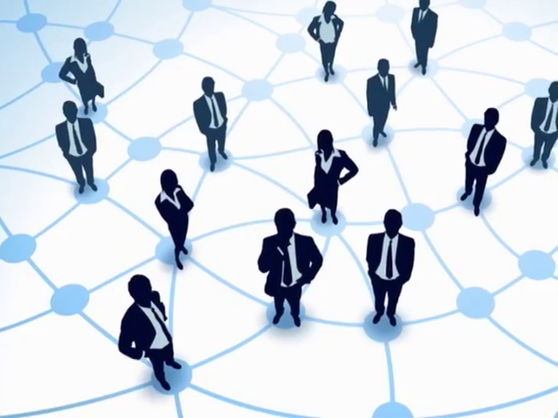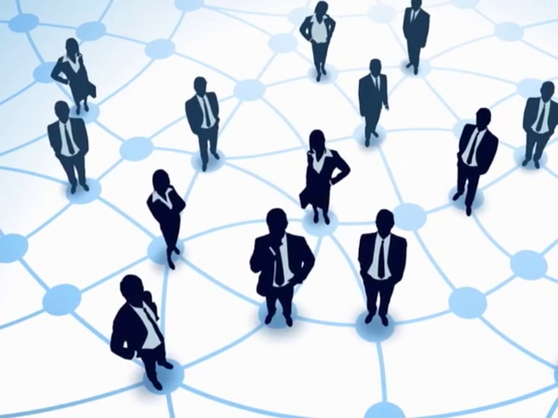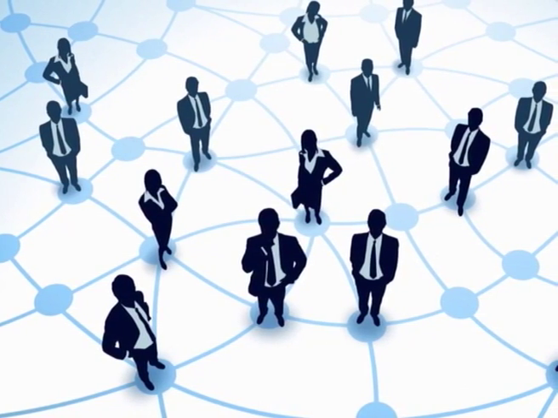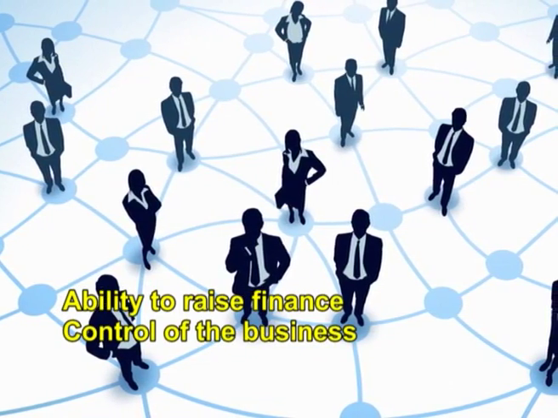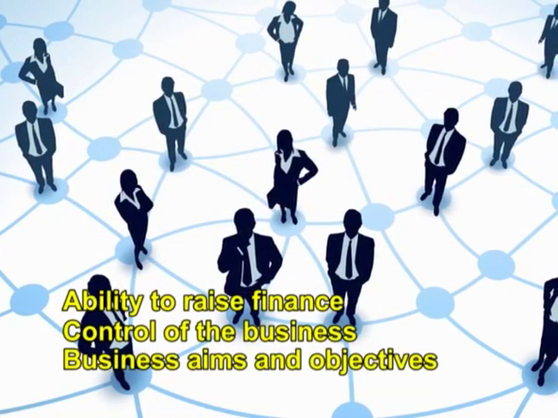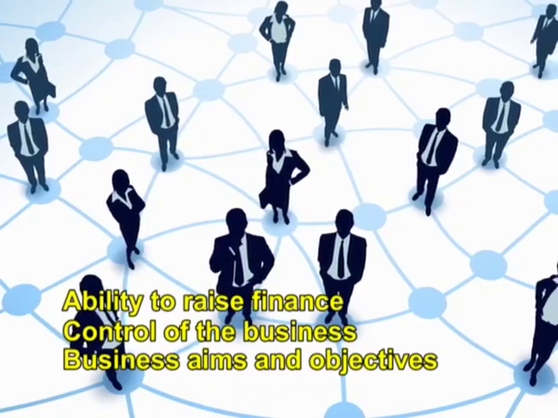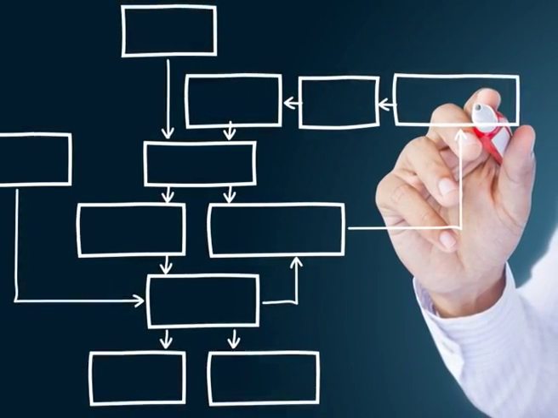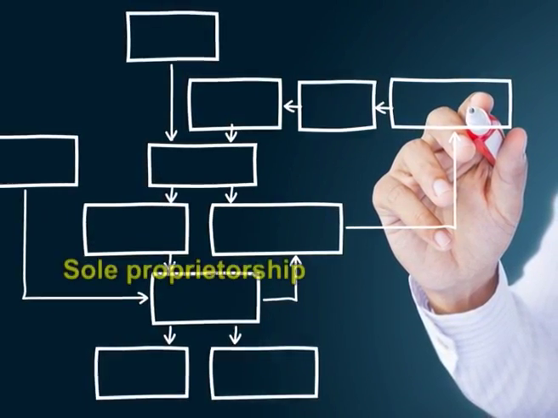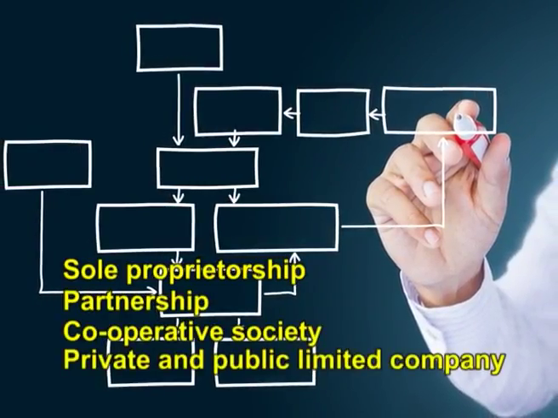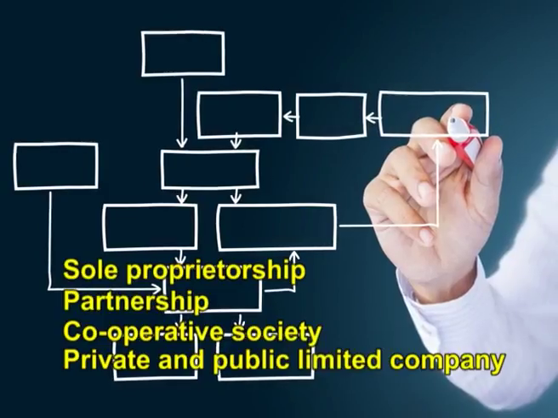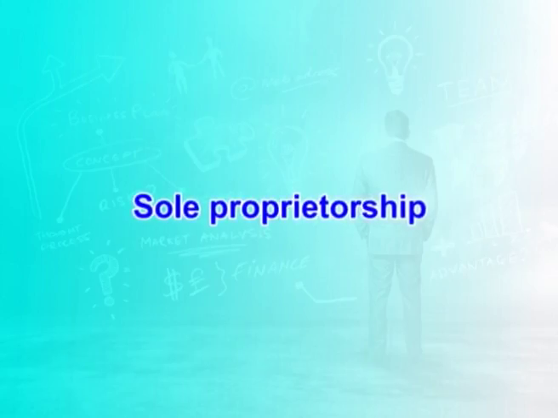Next, the choice of business organization depends upon key issues such as ability to raise finance, control of the business, aims and objectives. Let us now learn in detail the exact nature of sole proprietorship, partnership, cooperative society, private and public limited companies. Let's begin with the sole proprietorship now.